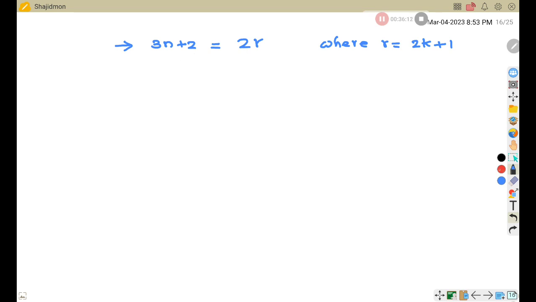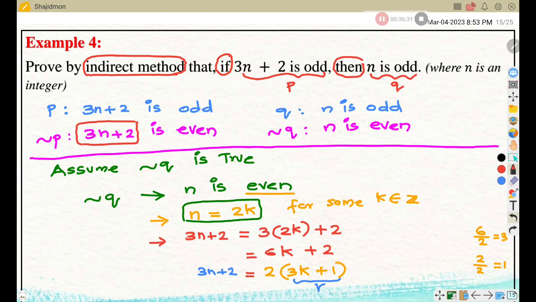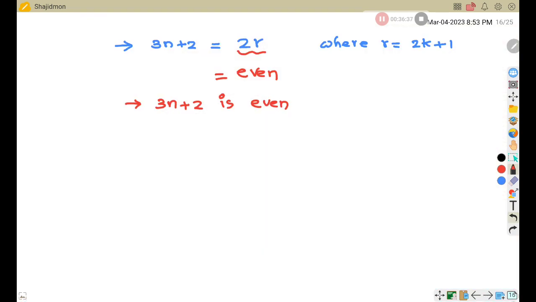So 3n plus 2 equals 2r. What about this number 2r? It is an even number, correct? 2 multiplied by an integer is an even number. That means 3n plus 2 is an even number. And 3n plus 2 being even means negation p, so I can write: implies negation p.